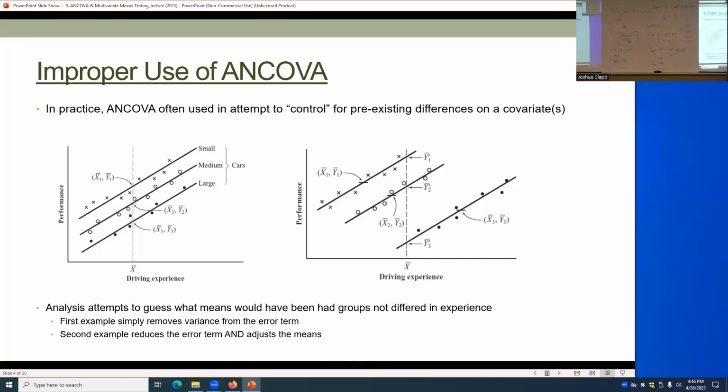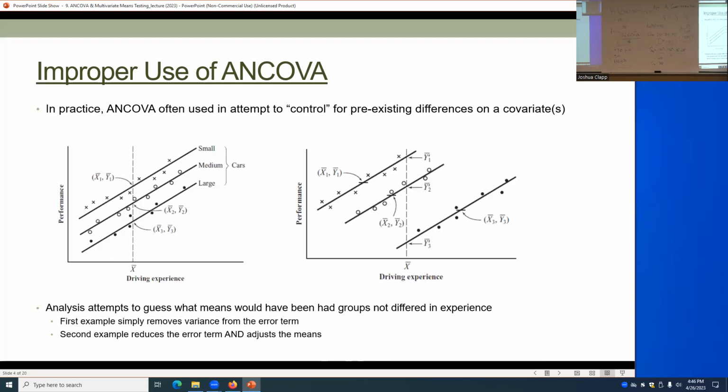Okay. So our analysis here wants to guess what the means would have been had the target groups not differed on whatever the thing is that we're looking at, right? For our first example, when we randomize everything, all we've done is remove variance from the error term that's attributable to driving experience. I've randomized people, so all I'm doing is pulling the driving experience out of that. My means are all about the same. I've just reduced that error term.